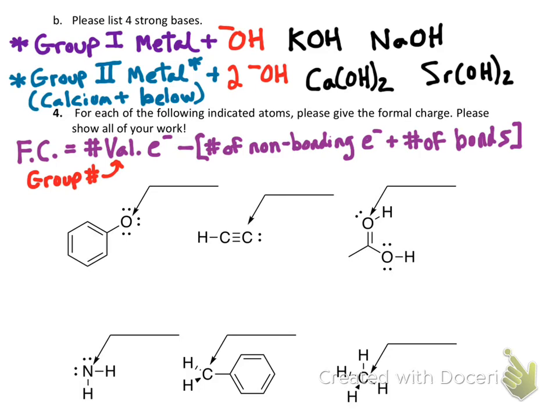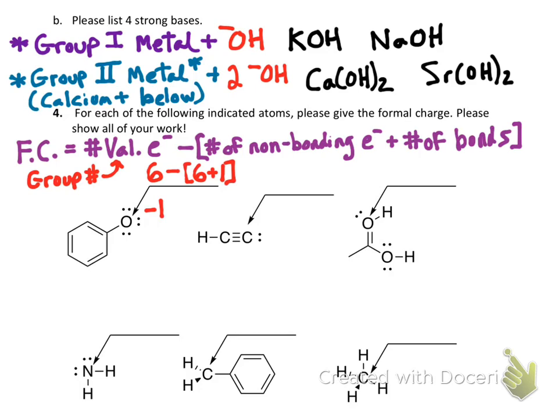So for the first one, oxygen is in group 6, and from that we're going to subtract. So it's got 1, 2, 3, 4, 5, 6 non-bonding electrons, and it's got just this one bond here, so 6 plus 1, so it ends up being 6 minus 7, which equals -1. 1 down, 5 to go.